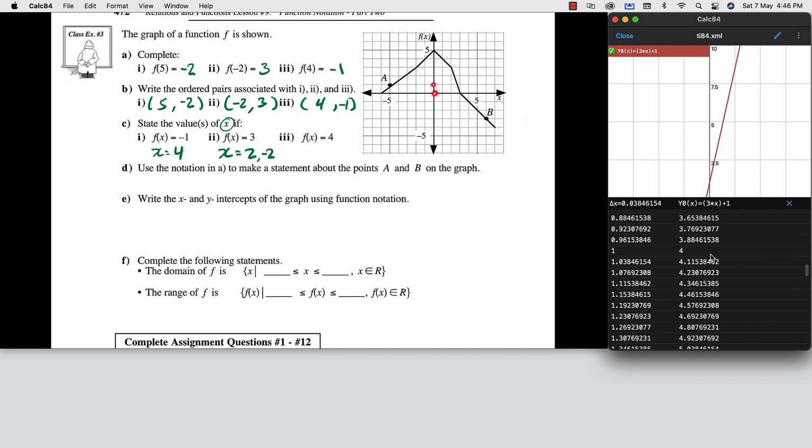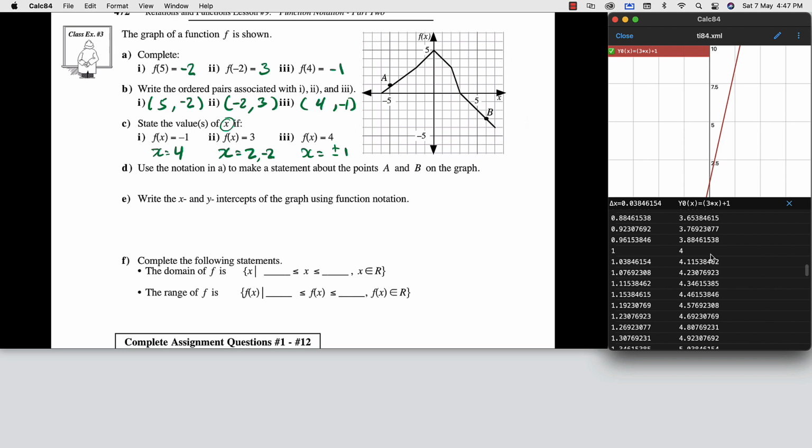Okay, and so we'll do the same thing for when f of x equals 4. So go from the origin 1, 2, 3, 4. And I can go to the right and I can go to the left. And when I go back down to the x, you can see I'm at positive and negative 1. So x equals positive or negative 1.